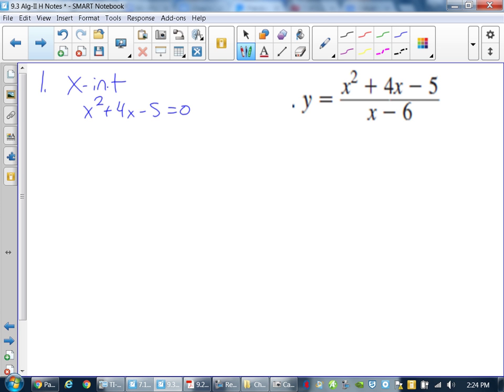So, what times what is negative 5, and you add together to get 4? 5 and negative 1. So your x-intercepts will be at negative 5 and 1.